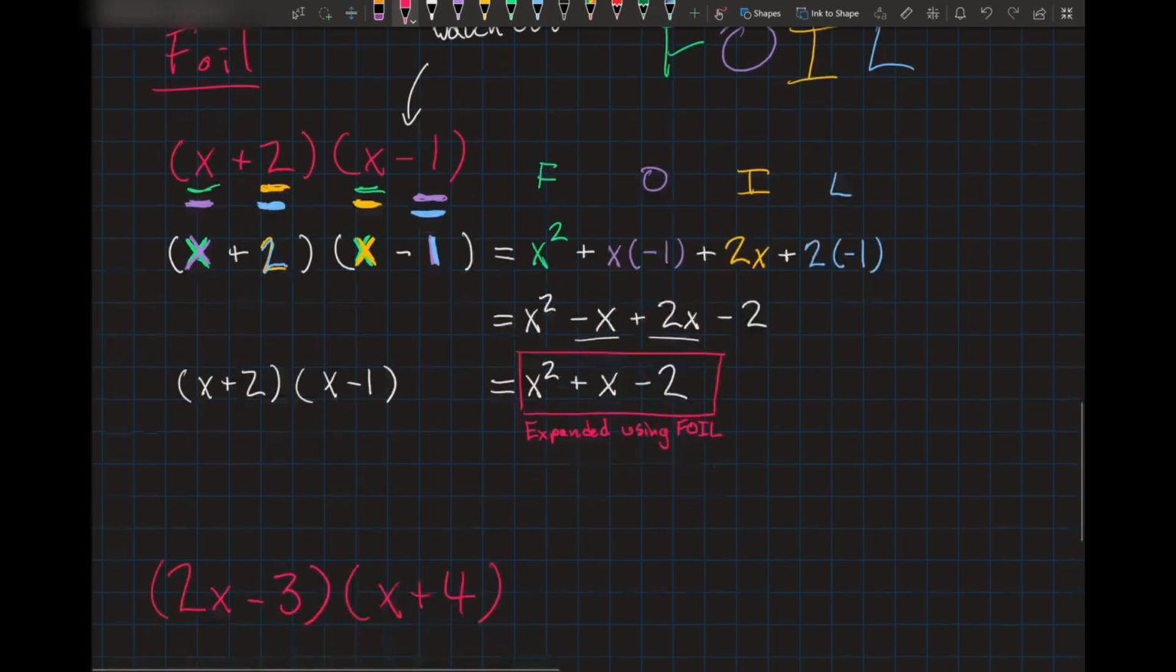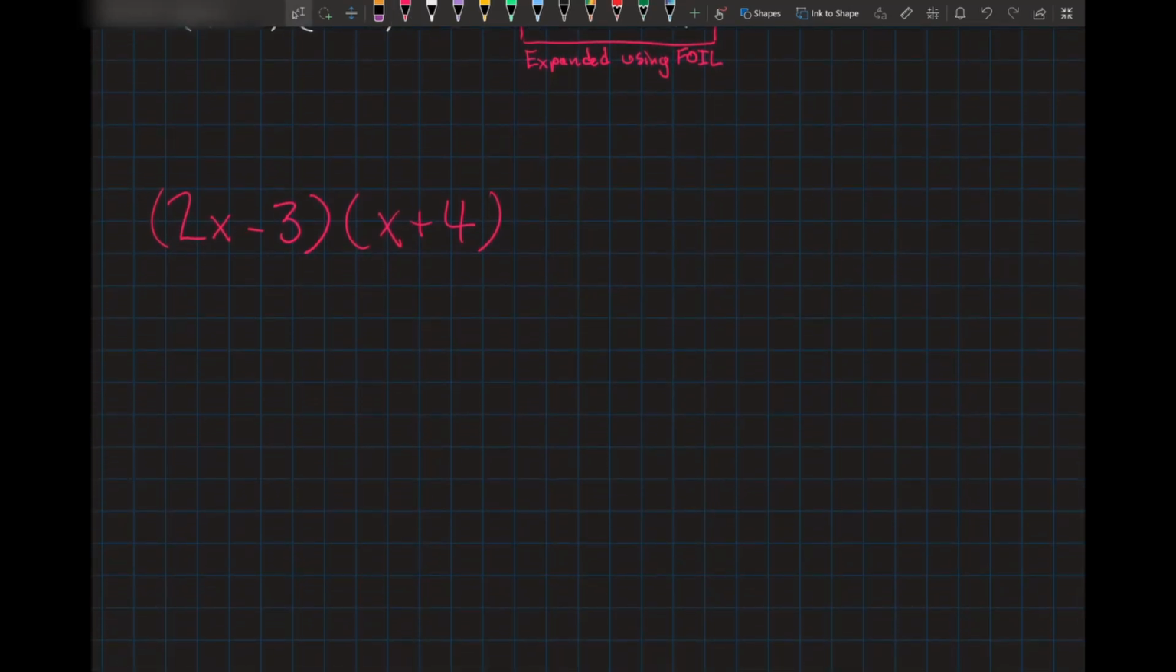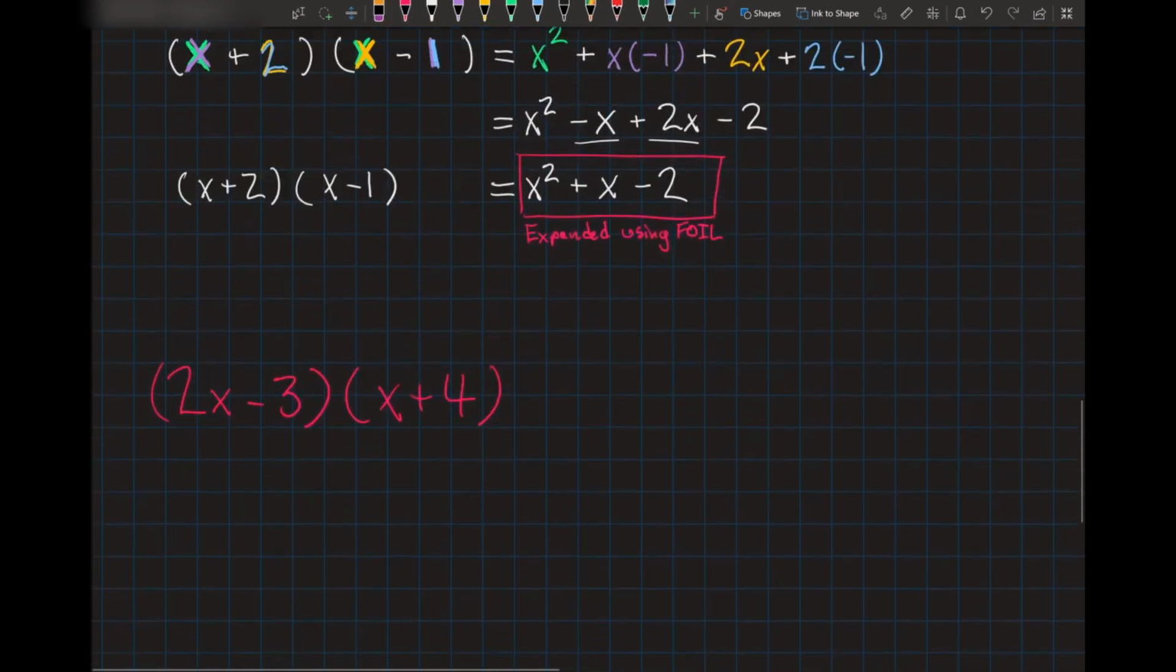Alright, we'll do one more. This time we're doing 2x minus 3 times x plus 4. When I say these, you kind of have to listen to the pauses. So I said 2x minus 3, and then a long pause, and then times x plus 4. Otherwise, you might think it's just 2x minus 3 times x plus 4 or something, but that's not what I'm trying to say. This is why we have to write it out.